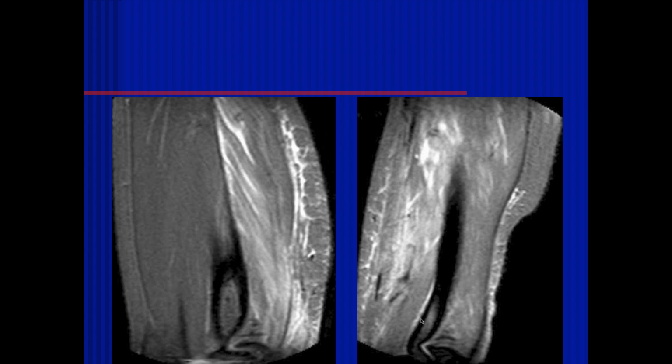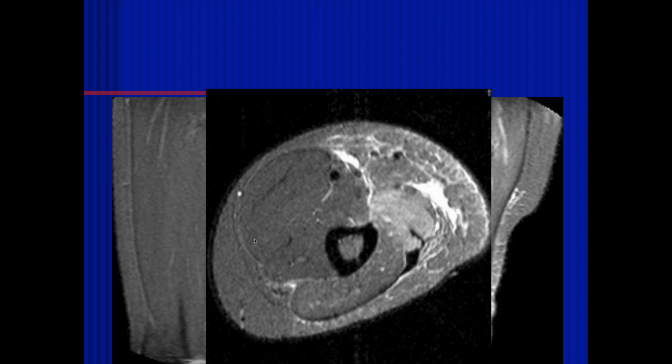This is more feathery. You can see more fluid extending through the triceps muscle, and you can see the separation of the fibers there. So I'd be worried about a muscular strain and some partial tearing of the muscle.